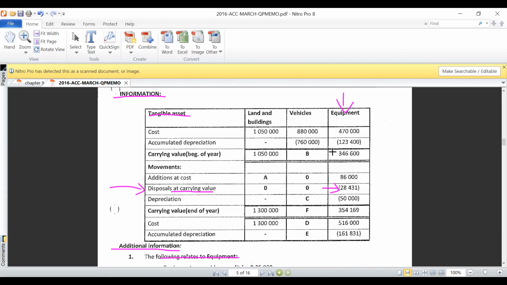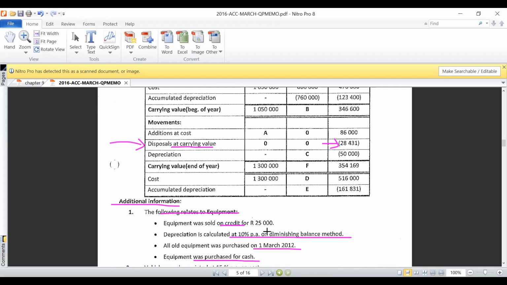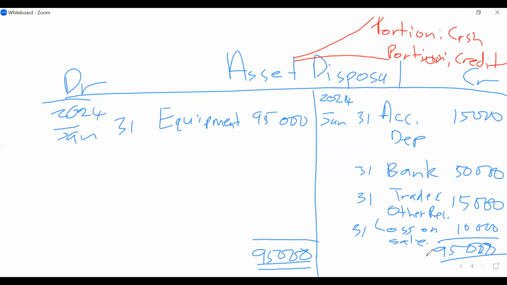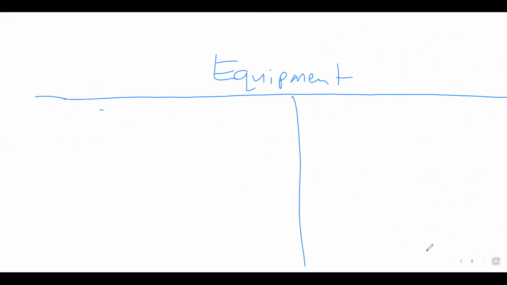Yes. Good. So now if I go under equipment, we are told that there's an equipment which was sold on credit for how much? For 25,000 rand. So this is the value. Let's start with the equipment note itself first. So we're going to say equipment. We know already that an equipment is an asset. On the debit side, we expect it to increase. On the credit side, we expect to see a decrease.